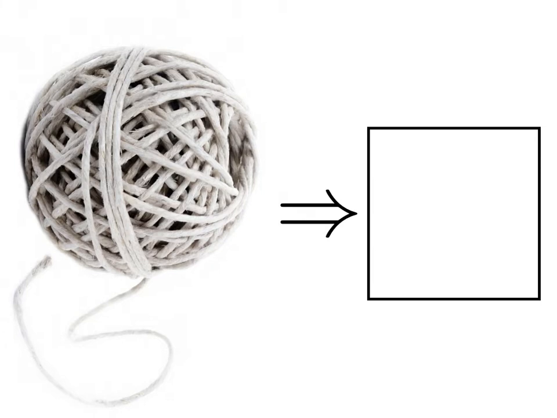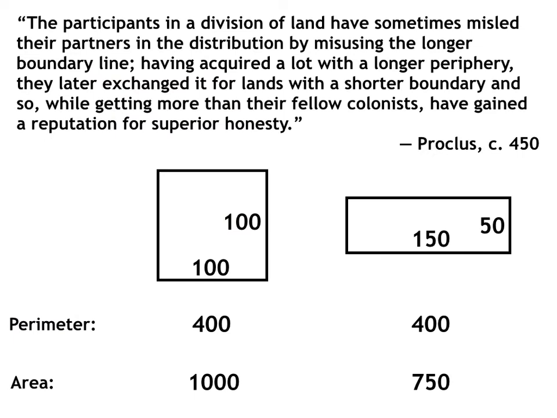So that's quite interesting. Here I have another quotation from Proclus, the same guy I just quoted, and he's saying that the participants in the division of land have sometimes misled their partners in the distribution of land by misrepresenting the land by using the perimeter as an indicator.